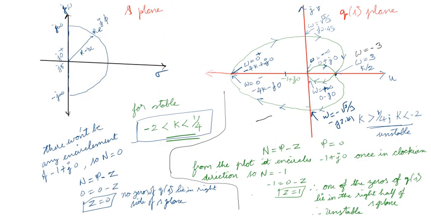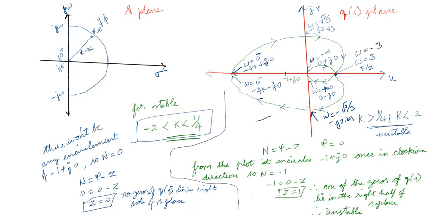Okay. So when k is between minus 2 and 1 by 4, you take any value. Let me say k is 0. When I put k as 0, what happened? This point comes here, so it will not encircle. There won't be any encirclement, so n is equal to 0. Already we know what p is. P is also equal to 0, so z is equal to 0. That is, no zeros of q of s lie in the right side of the s plane. Zeros of q of s is nothing but the characteristic equation. So the system is stable for this range of k.